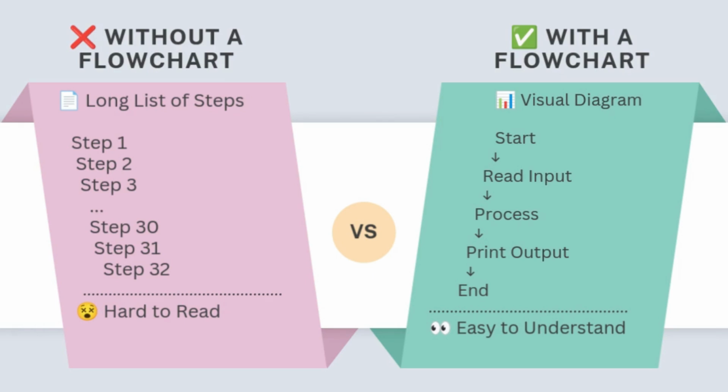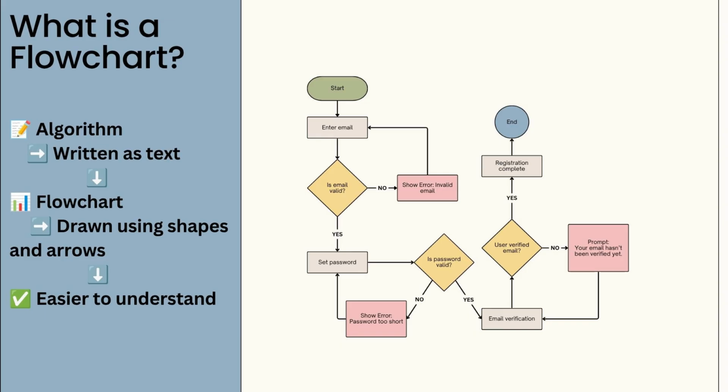This is where flowcharts come in. A flowchart is simply a visual representation of an algorithm. Instead of writing the solution as text, we draw it using shapes connected by arrows. This helps us understand the program much faster. That's why many software companies use flowcharts before writing any code.